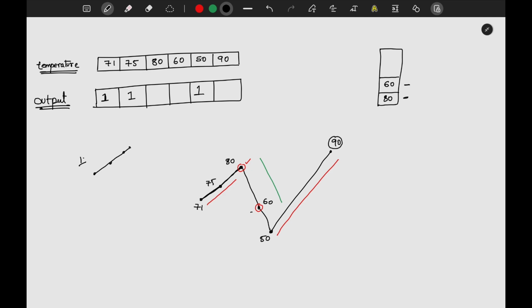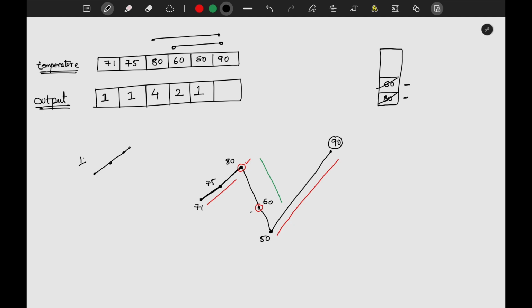So we will have to find the difference between the days. Between 60 and 90, the difference between days is 2. So for 60, the answer will be 2. Then we will remove this element from the stack. Then we will look at the next element, which is 80. 90 is greater than 80. Again, we will find the difference between the days for 80 and 90, which is 4. So we can simply store 4 over here and remove the element from the stack, right? Now there is no more element in the stack.